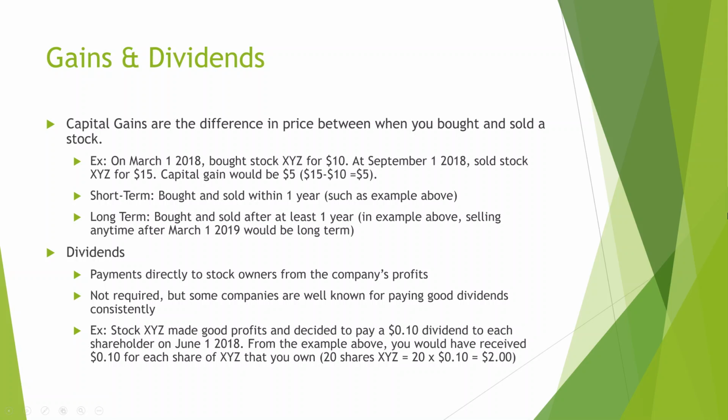That is the difference in price between when you bought a stock and when you sold it. So basically your net profit, or not net profit, but your gross profit. So in our first example here, say you bought a stock for $10, and then a few months later you sold it for $15. Your capital gain is the difference between how much you bought and sold. So you would have made $5.